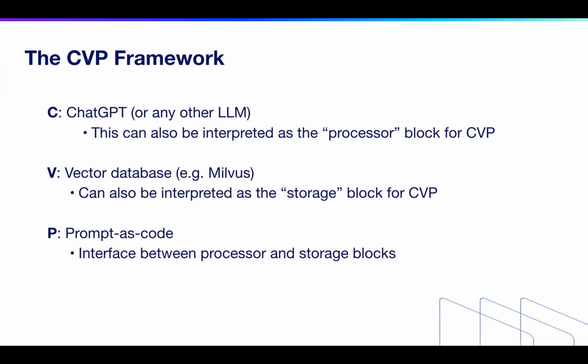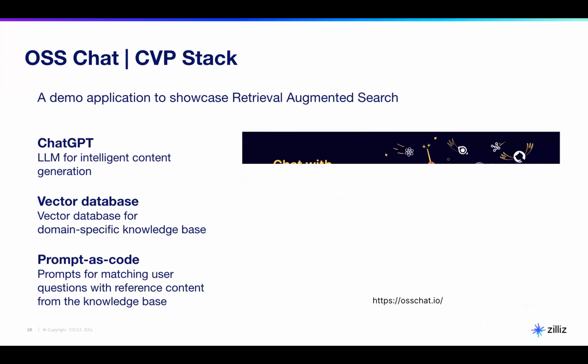What we have here is C, which stands for ChatGPT-like LLM, ChatGPT or any other LLM. I have told the team internally that maybe it'd be better to be L, but LVP sounds kind of weird. V stands for vector database, such as Milvus or Zilliz. And P stands for prompt as code. And the prompting is the way that you interface between your vector database, your application, and your LLM. Okay, so CVP is basically the stack that you're going to be using to build LLM applications for the foreseeable future.